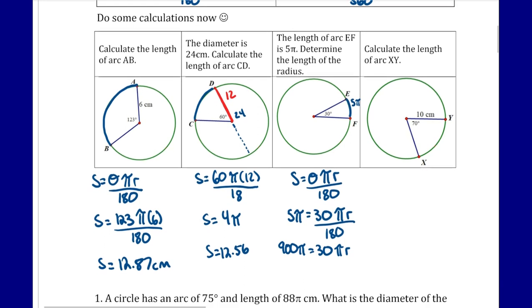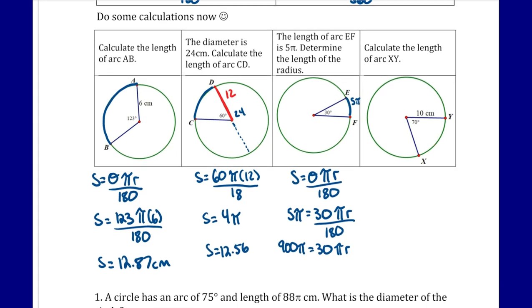Now I'm going to divide both sides by 30 pi. This way it makes it a little bit easier because pi and pi will just cancel out. So we get 900 divided by 30, which is equal to 30. So r equals 30. So that is my radius.